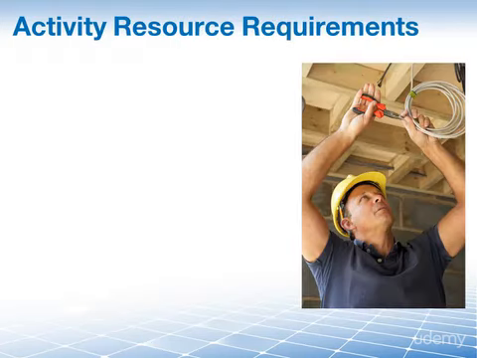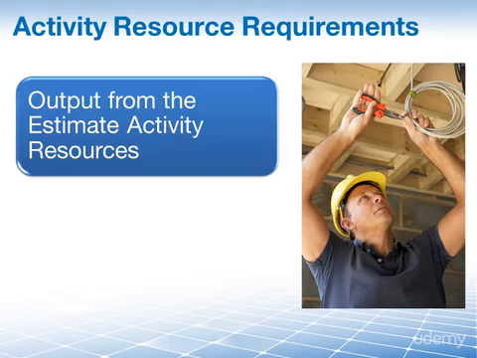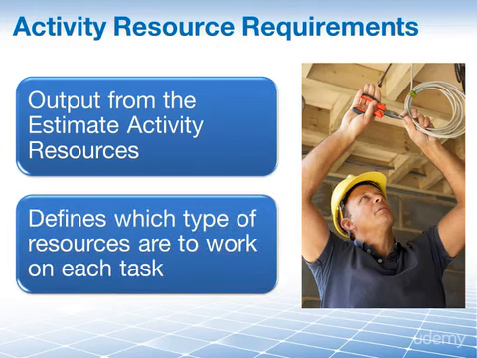And along the very same lines of thinking, we need the activity resource requirements. They are an output from the estimate activity resources process. In this document, we defined which types of resources will be working on each task, and this is very important. For instance, let's assume that we estimated a particular installation needs 2 electricians. If we find that we only have 1 electrician available, then our duration estimates will have to take this into consideration.